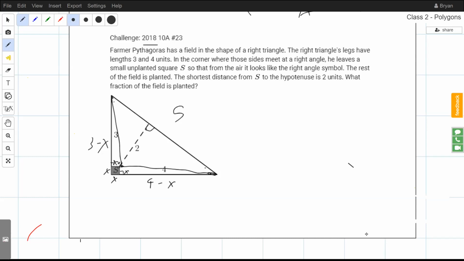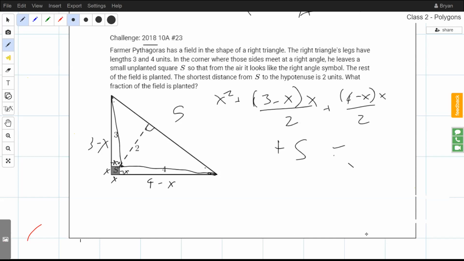as x squared plus (3 minus x) times x over 2 plus (4 minus x) times x over 2 plus 5. And we know that this is equal to 6. And how do we know 6 is just 3 times 4 over 2? We're given that it's a right triangle, legs are 3 and 4, so this is 6.